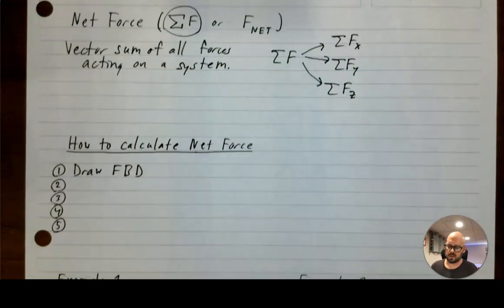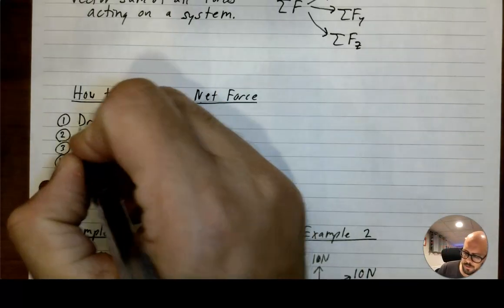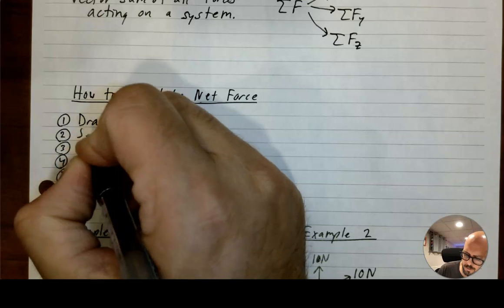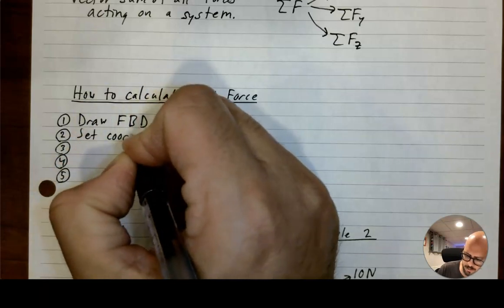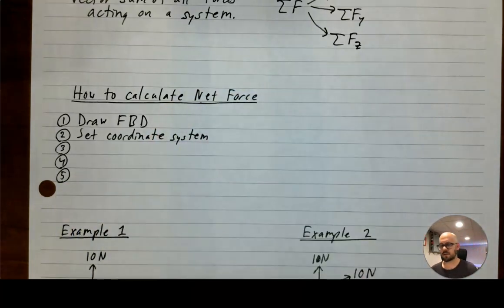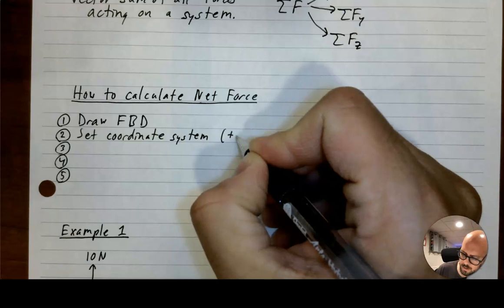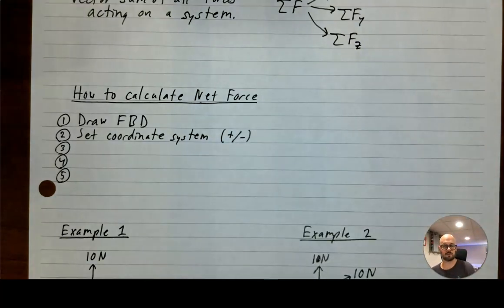So in order to calculate net force, you need to draw a free body diagram. After you do that, you'll need to do a few things to make sure that you show how you're doing the math. So the next step for the free body diagram is to set your coordinate system. Now that sounds really complicated. All you are really doing is you are declaring what directions are positive and what directions are negative. So as long as you do that, as long as you're clear about it and consistent, then everything's fine.